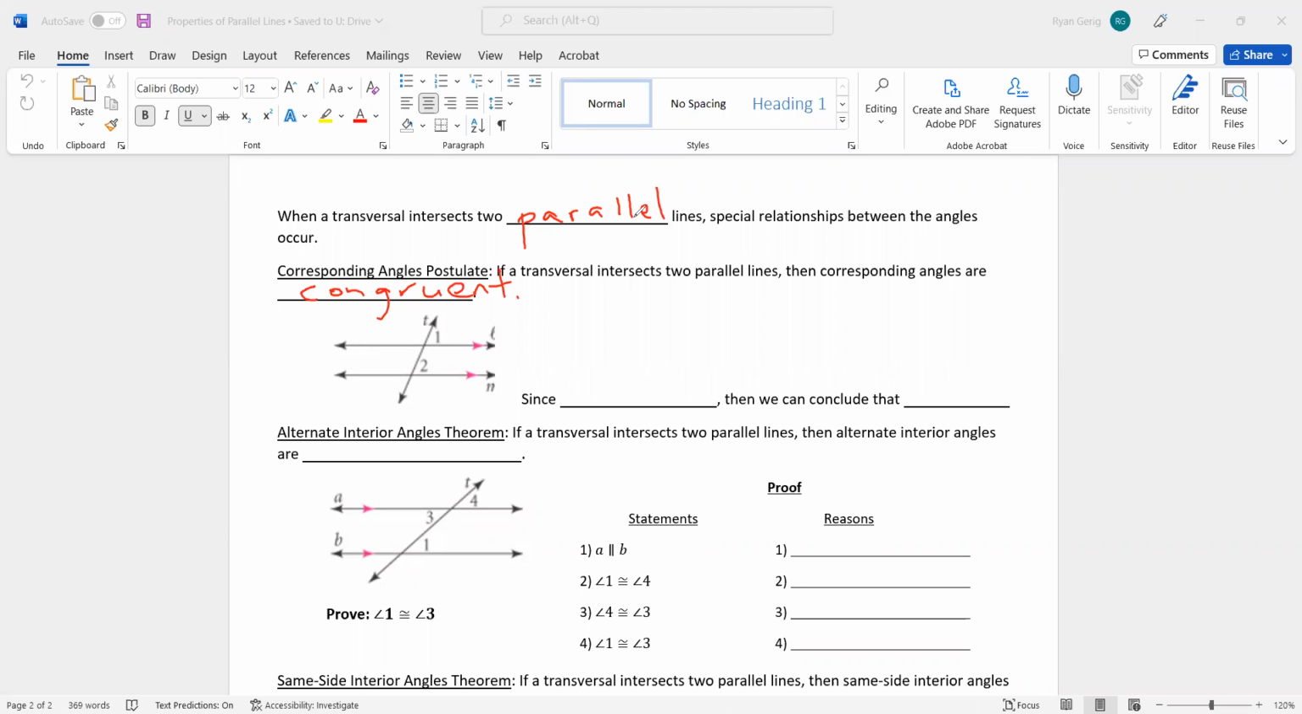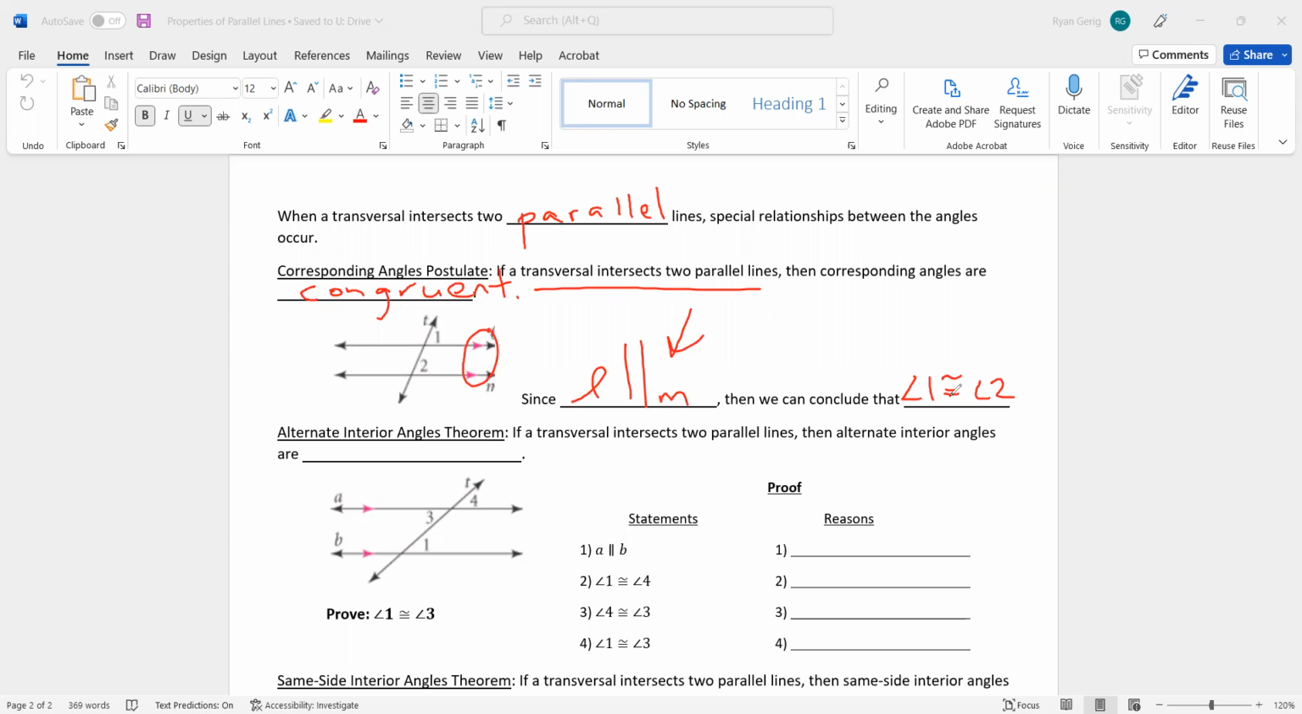Okay, so make sure you catch the beginning of this. That's only true if the lines are parallel. Now, these two little markings here show me that those are parallel. Since L is parallel to M, we can conclude that angle 1 is congruent to angle 2. All right. Make sure you catch that this piece right here is extremely important.